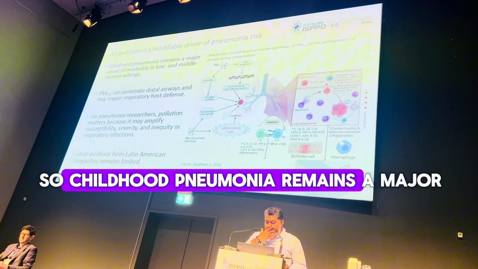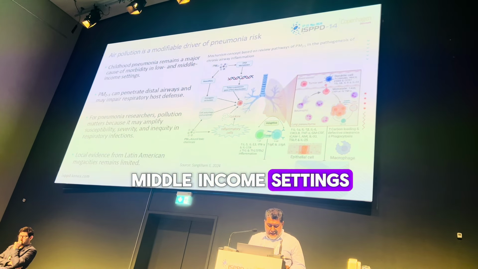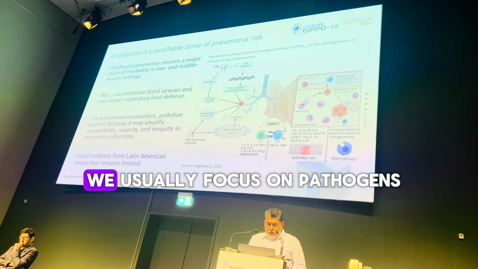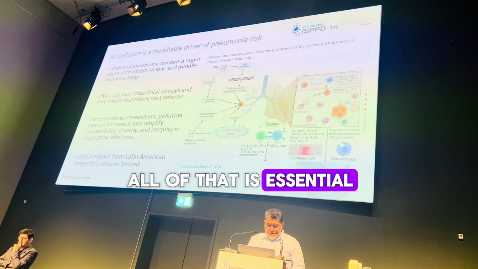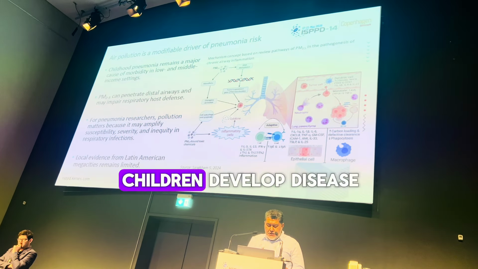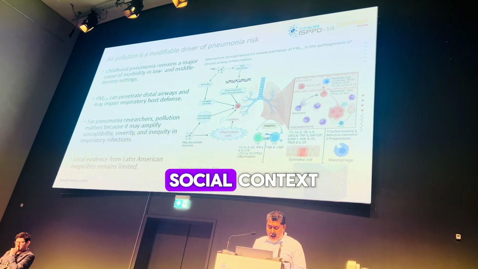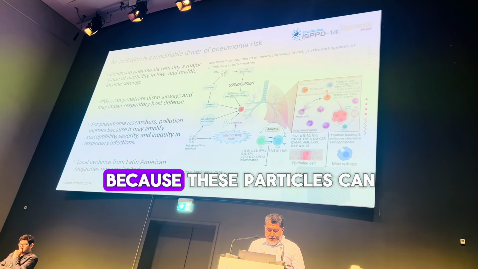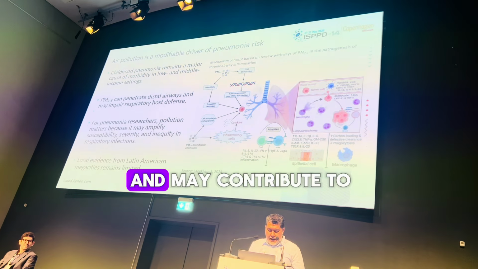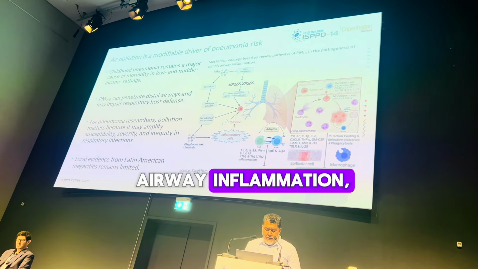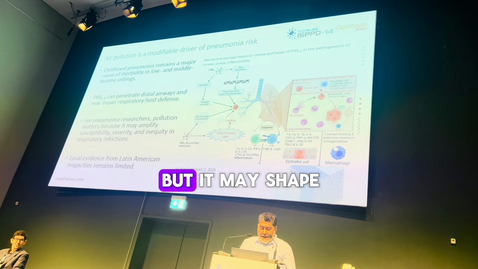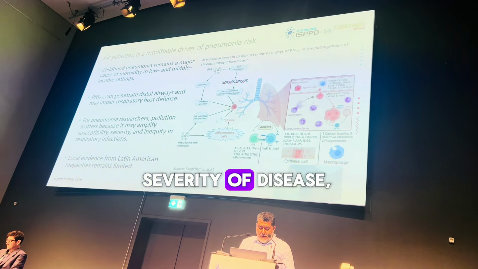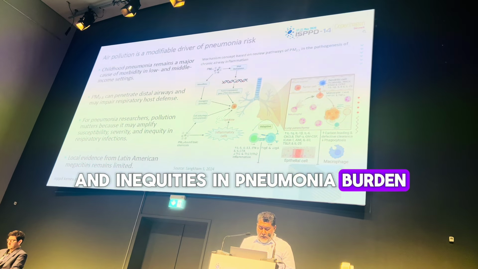Pneumonia remains the major cause of morbidity in low and middle income settings. In conferences like ISPPD, we usually focus on pathogens, vaccines, antimicrobial treatment, and clinical outcomes. All of that is essential, but pneumonia doesn't occur in a vacuum. Children develop disease within an environmental and social context. PM2.5 is relevant because these particles can penetrate distal airways and may contribute to airway inflammation, epithelial dysfunction, oxidative stress, and impaired respiratory host defense. So the key point is this: air pollution is not the pathogen, but it may shape vulnerability to infection, severity of disease, and inequities in pneumonia burden.